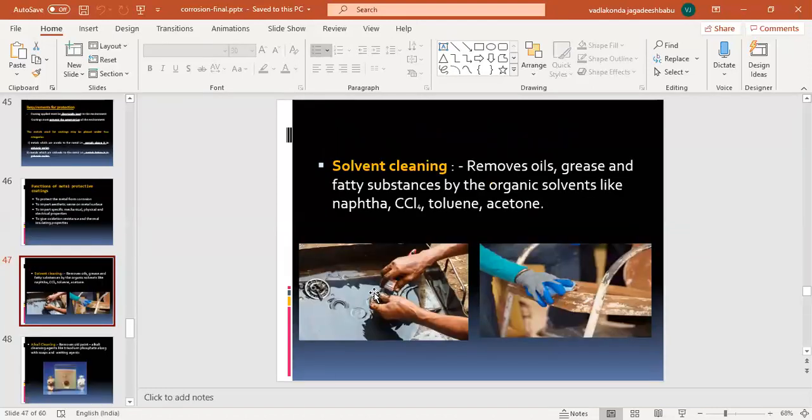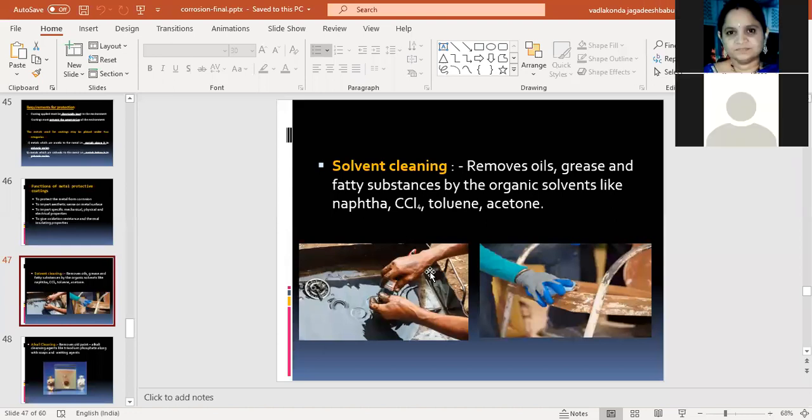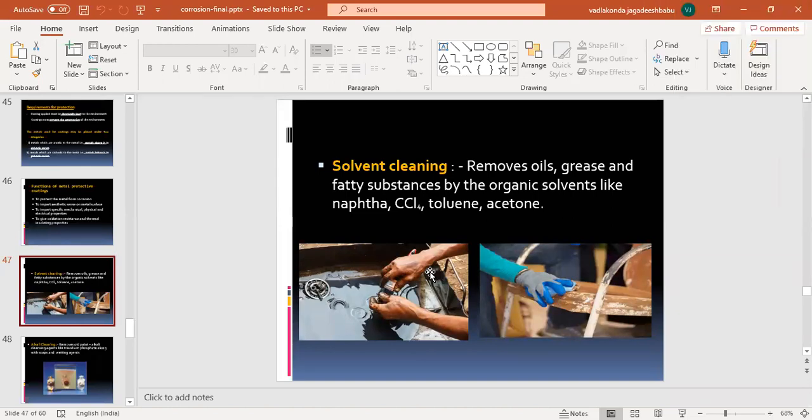And here, before going to the application of metallic coatings, we have to clean the surface on which we want to apply the metallic coating. For that structure, first we have to clean, because it will have some dust particles and rust particles, so that has to be cleaned. And we have many different kinds of methods for cleaning the metallic surfaces.